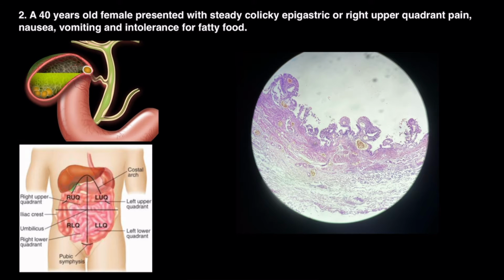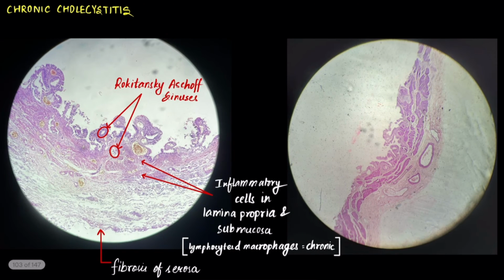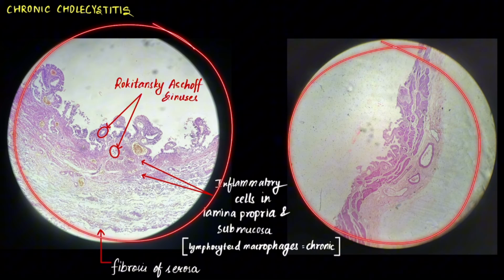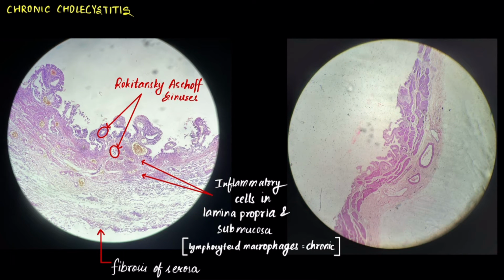Okay, let's look at the microscopy. Here's a microscopy. What we have is the transverse section of inflamed gallbladder. Within this transverse section, we can see the following things. There's your innermost epithelial mucosa and then outermost serosa. There is fibrosis of serosa. Within lamina propria and submucosa, you can find inflammatory cells because inflammation is going on, and the inflammatory cells are macrophages.